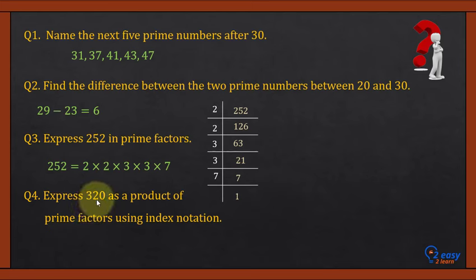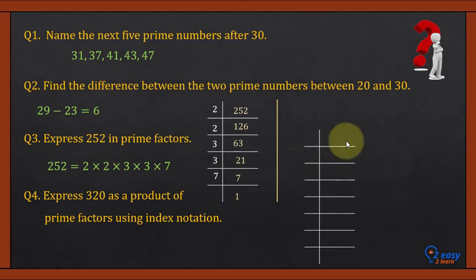Express 320 as a product of prime factors using index notation. Let's see what index notation is. First we'll use the division method to find the prime factors of 320. We'll solve it quickly. I hope you can find all prime factors with the help of the division method. These are all prime factors of 320, but we have to express these prime factors in index notation.